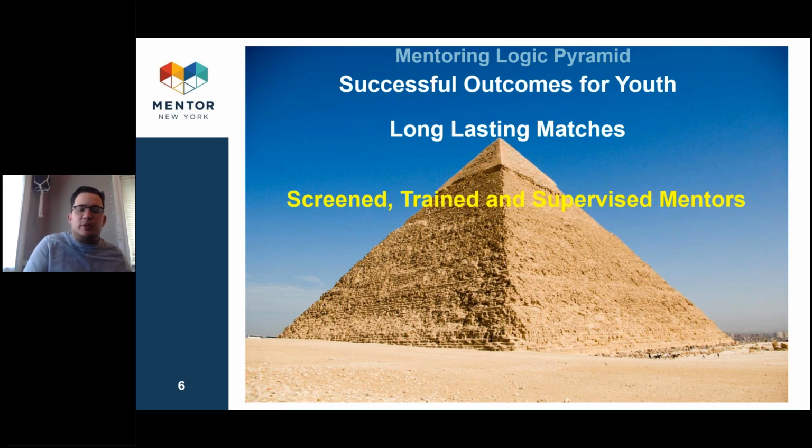The better that we do at these 3 pieces, the more likely they are to stay a part of our program for either a long period of time or be really engaged and active and productive mentors. So we want to make sure we're really focusing on these pieces. But in order to have these mentors in place, we need to have people who can actually do that work, people who can screen, train, and supervise the mentors. And so that's where the trained staff come in. We want to make sure that we have staff in place who are equipped to do the screening, training, and supervision.